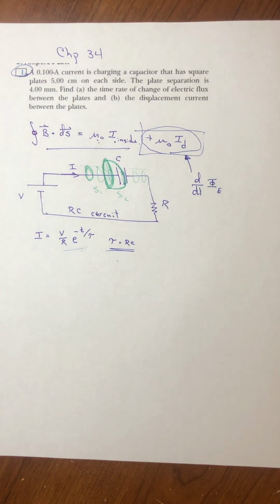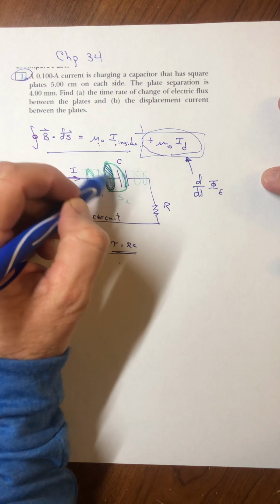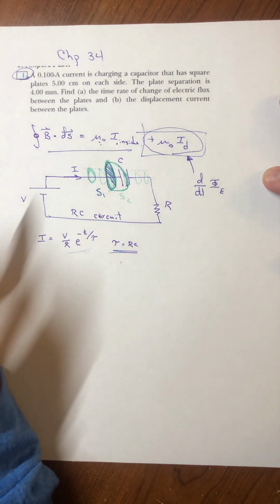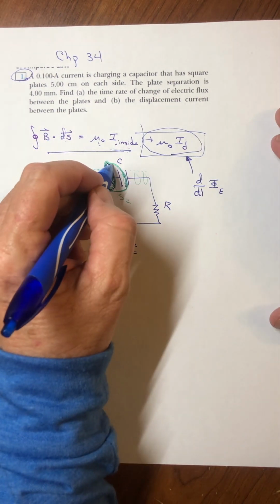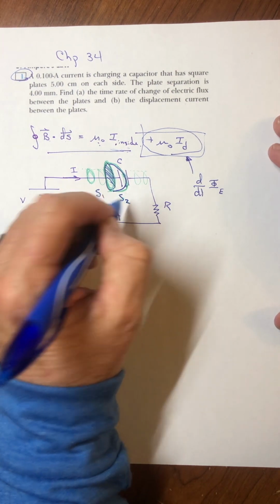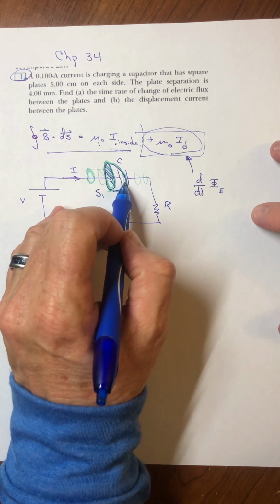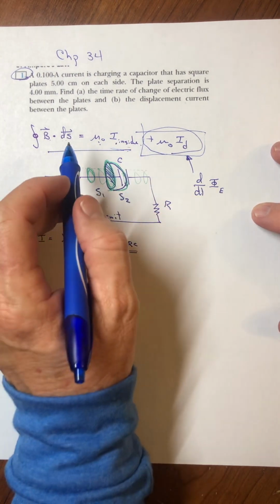And sure enough, his logic is that if you did this loop and you did the flat surface, which we called surface number 1, you would get the conventional currents. And then if you did the bowed surface, you would have surface number 2. And what would go through surface number 2 would be the displacement current, but no conventional current.